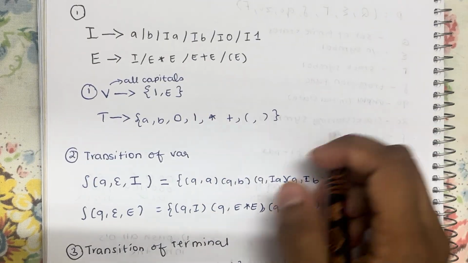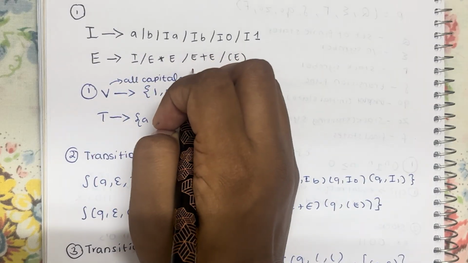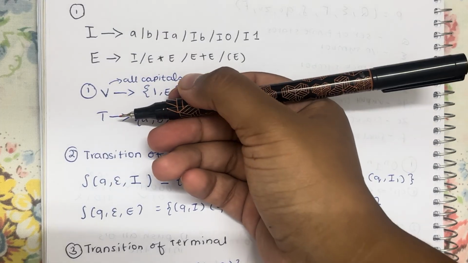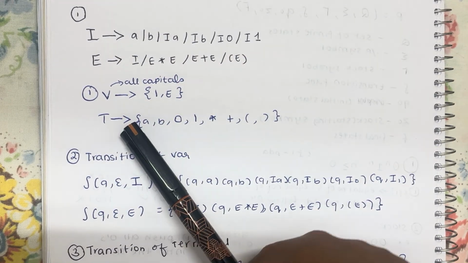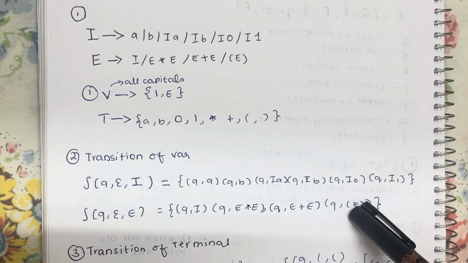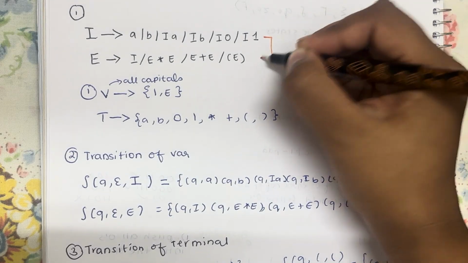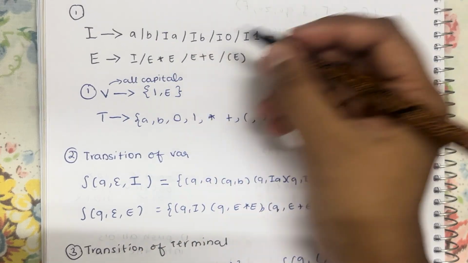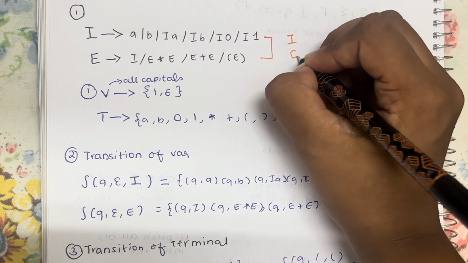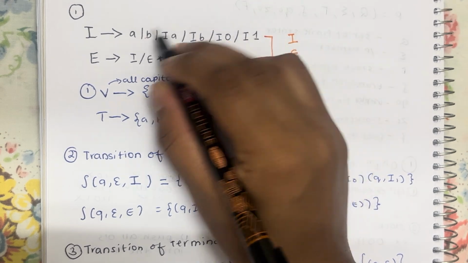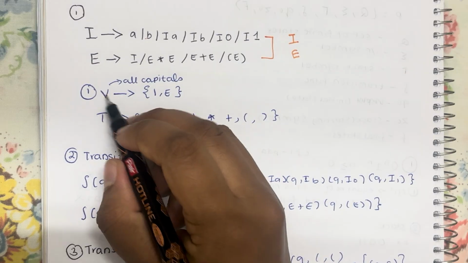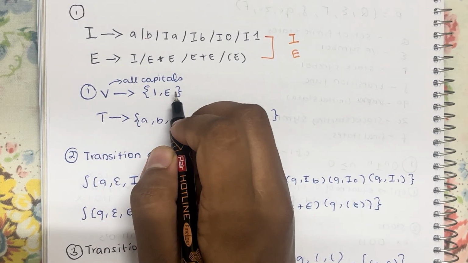Okay, so this is how the question is going to look. They're going to give you two things. First, you have to separate it into variables and terminals. Variables means all the capital letters. So in these two things, all the capital letters that we have are I and E. In the first, the capital is I, and in the second, the capital is E. So for variables we're going to put I and E.